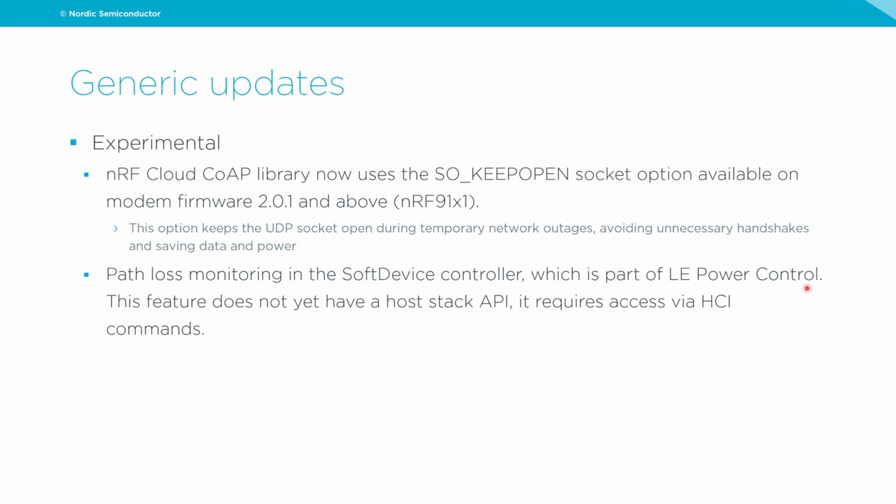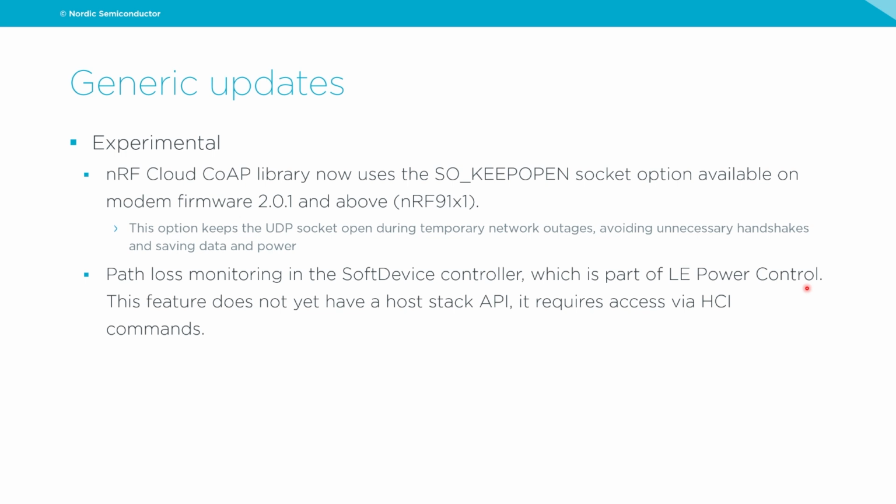This feature then allows the host to define two or three path loss zones known as low, middle, or optionally the high path loss zone. And then the controller can inform the host if there are changes in the zone which the path loss falls within, using the HCI events, which is actually the only interface that we have for this feature at the moment, as we don't have a host stack API for it.